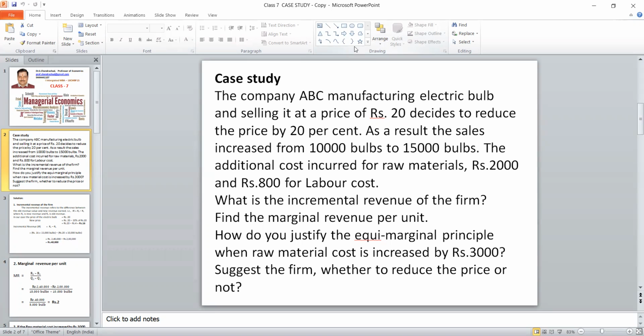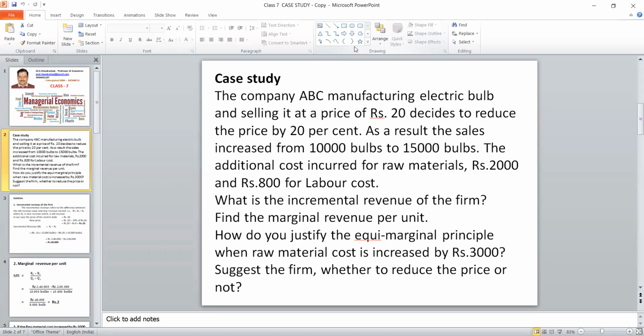Then the third one: when raw material cost is increased by 3,000, what will happen? We have to give the reason for what will happen when the raw material cost is increased by 3,000. Finally, suggest to the firm whether to reduce the price or not. So based on these details, whether we have to increase, decrease, or keep quiet. So this is the case study that we are going to study today.